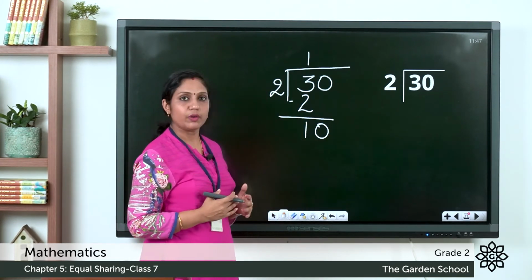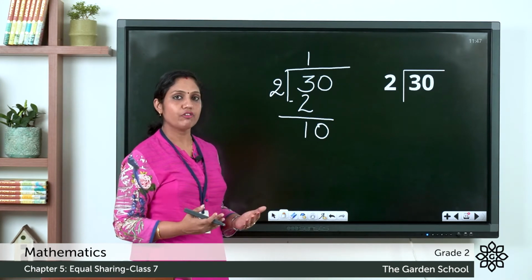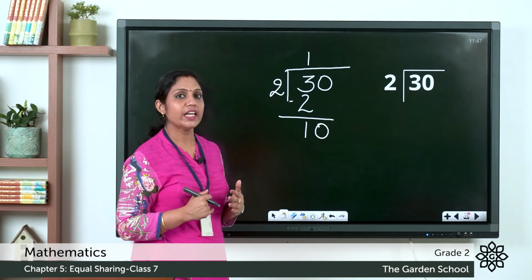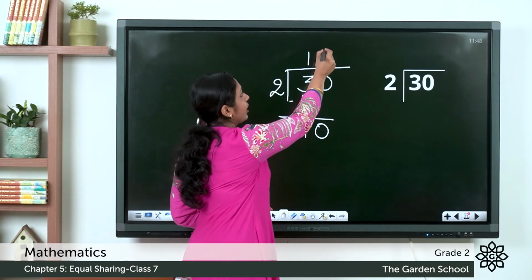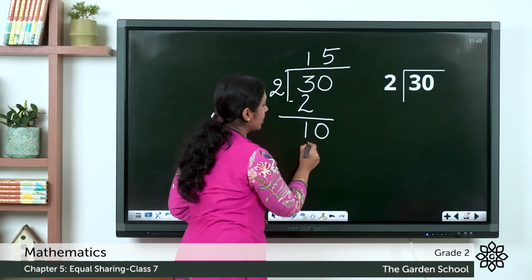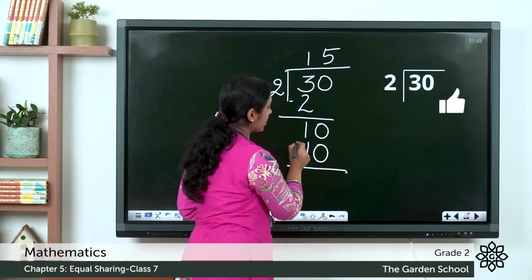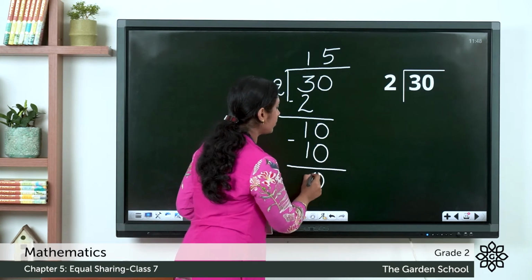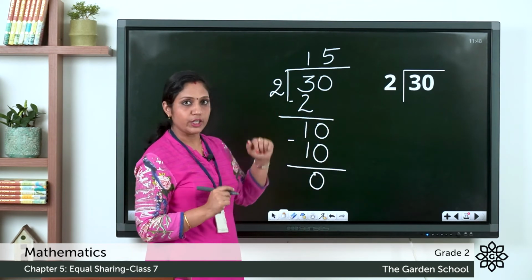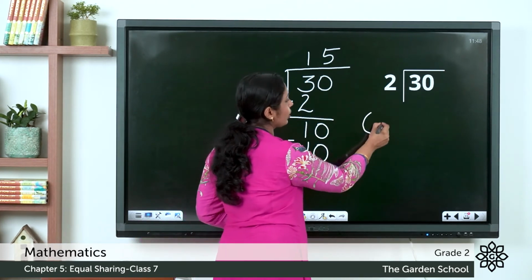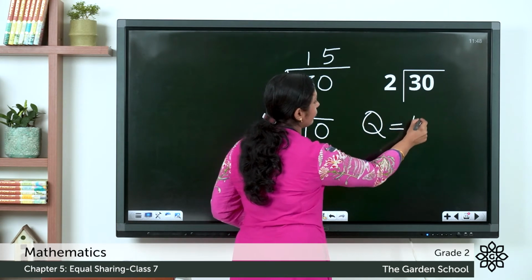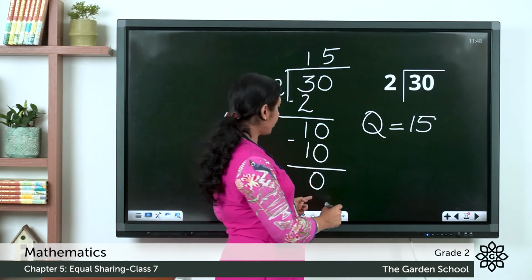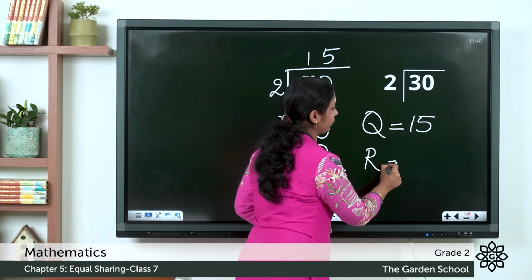So again check the table of 2. 2 ones are 2, 2 twos are 4, 2 threes are 6, 2 fours are 8, 2 fives are 10. So how much did we get? 2 fives are 10, that 5 right on top and 10 below. The next step, subtract. And 10 minus 10 is 0. So 30 divided by 2, the quotient, that is Q, is equal to 15. The quotient always appears on the top and the remainder is 0.